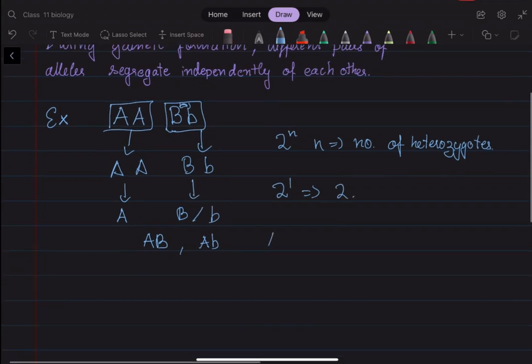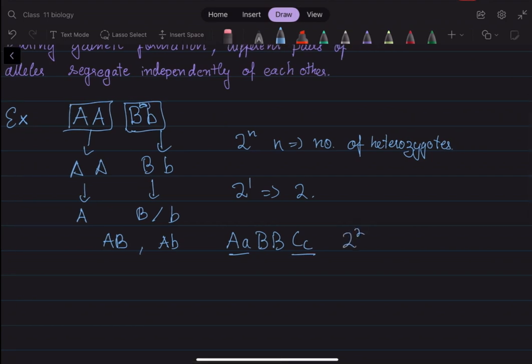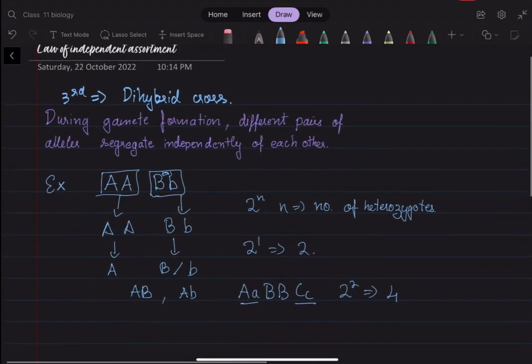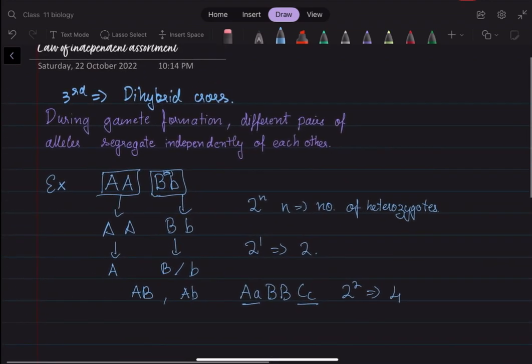Let us say we have this. In this case, we'll have two heterozygote pairs, so we'll have four combinations. So we will find four types of gametes produced. This is how you calculate without separating and manually doing all the calculation.